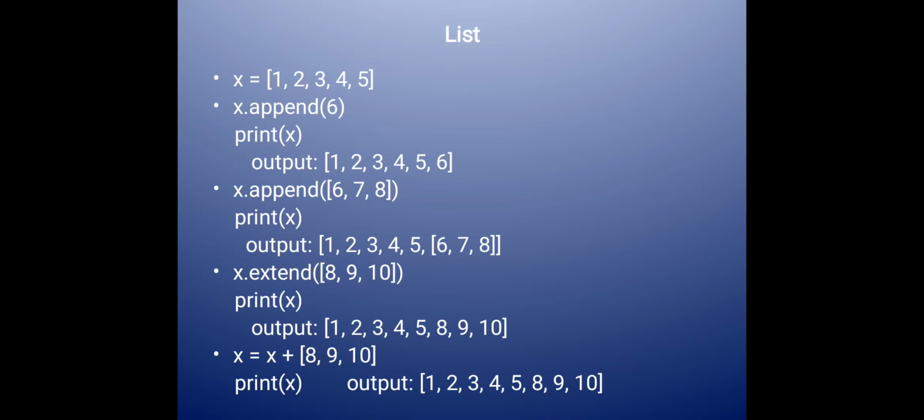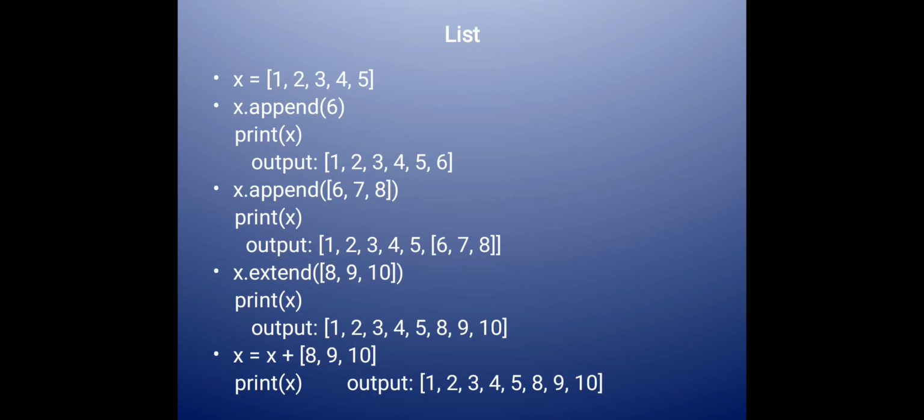Then comes the append function. The append, extend, insert, all these functions are used to add values to a list. That means here we have taken x as a list of 1, 2, 3, 4, 5. Then x dot append 6. Print x. While using the append function, it will add the elements only to the end of the list. Then print x. The output will be a list of 1, 2, 3, 4, 5, 6.